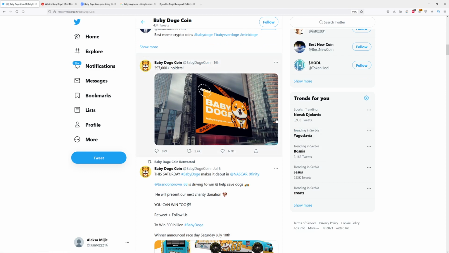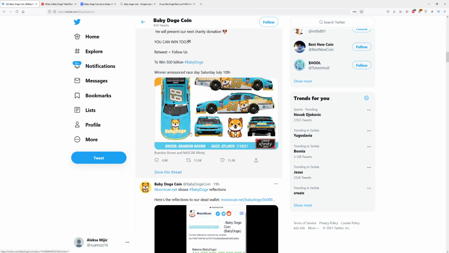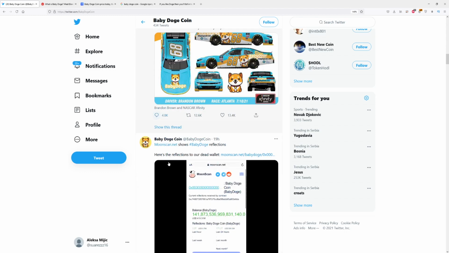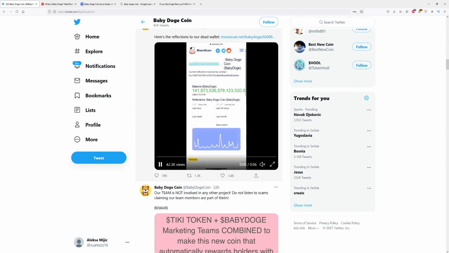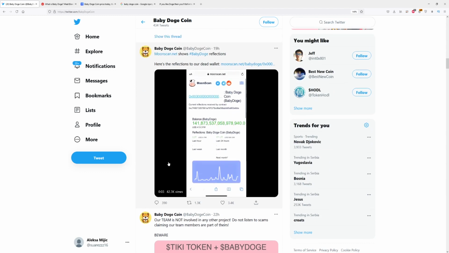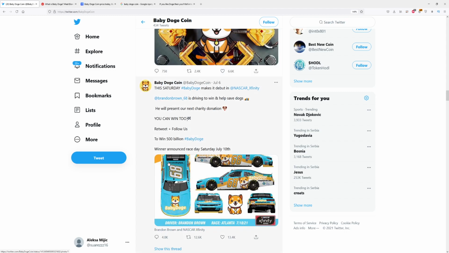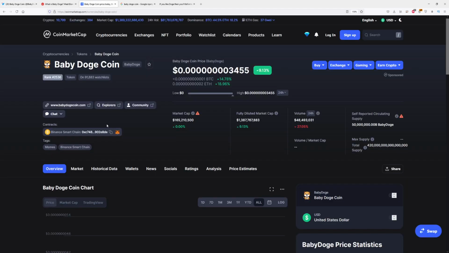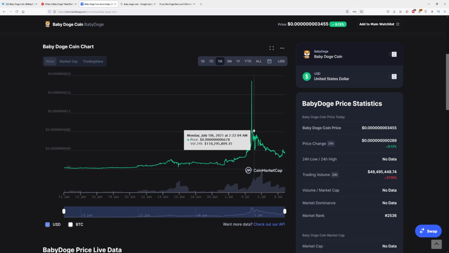I'm not sure if this cryptocurrency will ever live, to be honest. This is just my opinion. Let me know your thoughts in the comments down below. Yeah, they have advertising on NASCAR, and let's see what else we have here. This is the wallet, and some memes that they're putting on Twitter. Let's see one chart here.